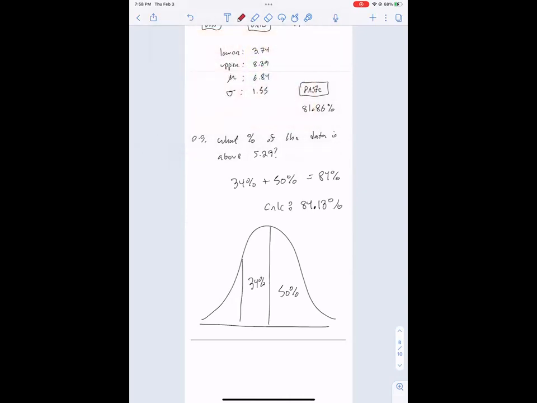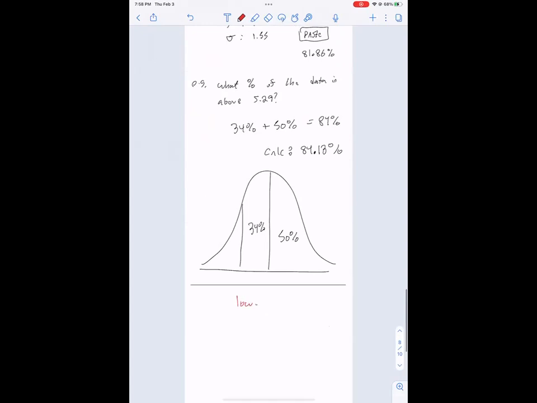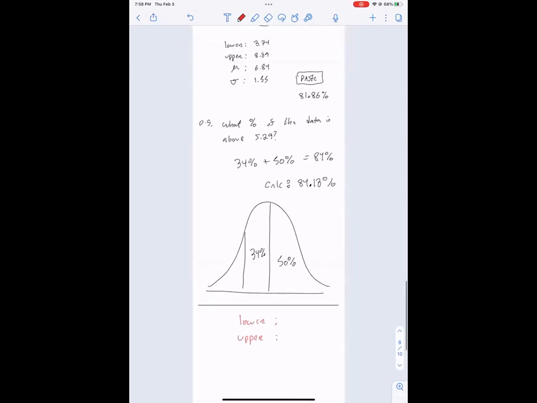Oh, the calculator. So for the calculator, what would my lower be? And what would my upper be? Lower is for sure 5.29. Lower is 5.29. What's my upper? 8.39. Nope. I didn't say stop at 8.39. I said infinity. So how do you put in infinity in your calculator?